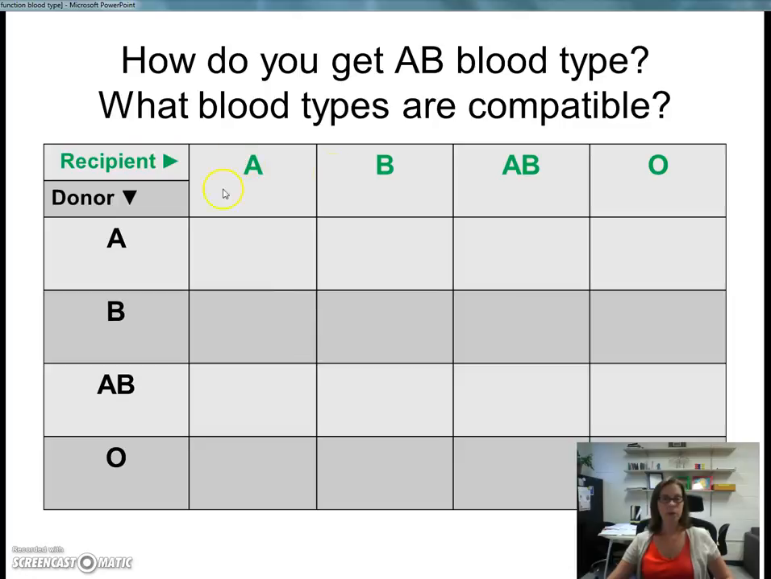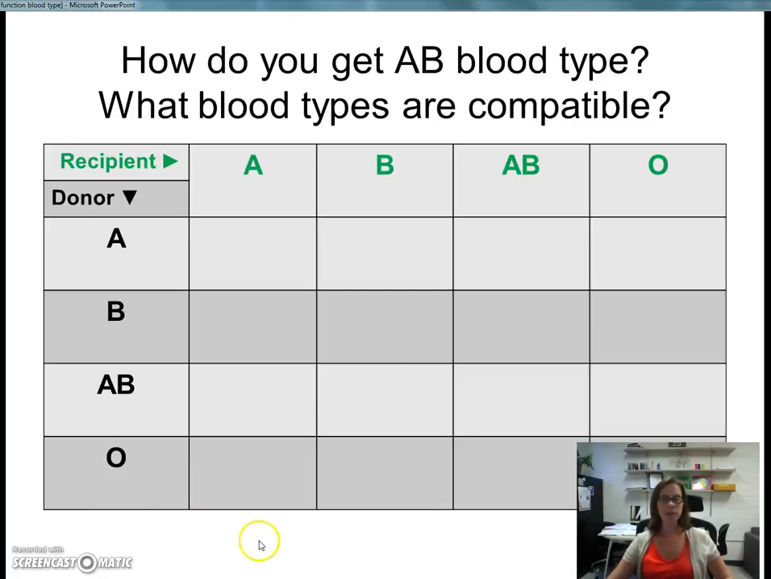So, for example, if the patient has A blood type, they could receive blood from donor A. They could not receive blood from donor B because the immune system would recognize that terminal galactose sugar and mount an immune response. Recipient blood type A could not receive blood from an AB blood type for the same reason. This donor has the B terminal sugar, so the immune system would recognize that as foreign. However, an A blood type could receive blood from a donor of O blood type because remember, O blood type doesn't have the terminal sugar for the immune system to recognize, so that would be okay.